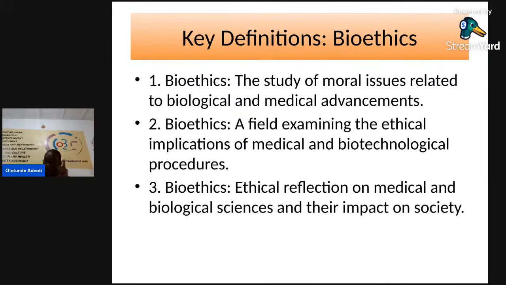So that is what we are talking about when we are talking about bioethics. Then another definition, another angle from which we can look at bioethics, is that it is an ethical reflection on medical and biological sciences and what could be the impact on society.